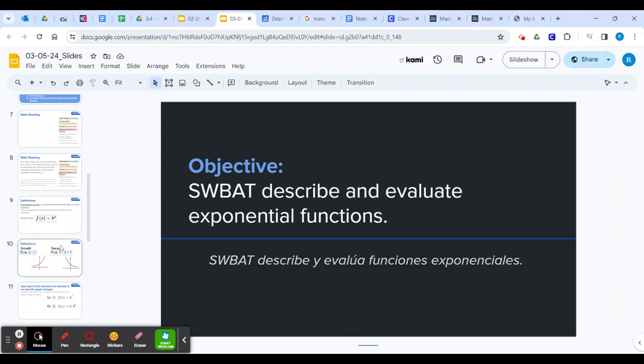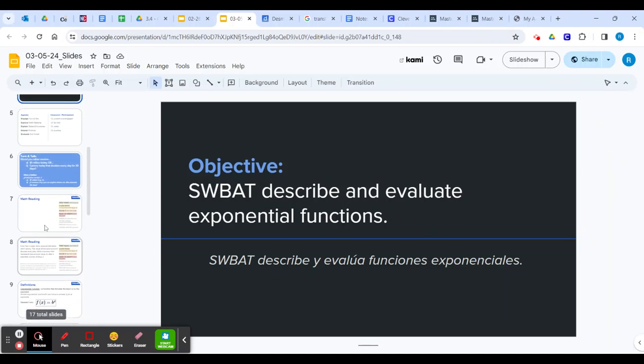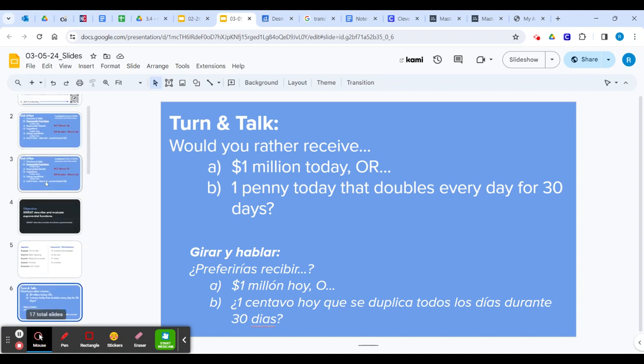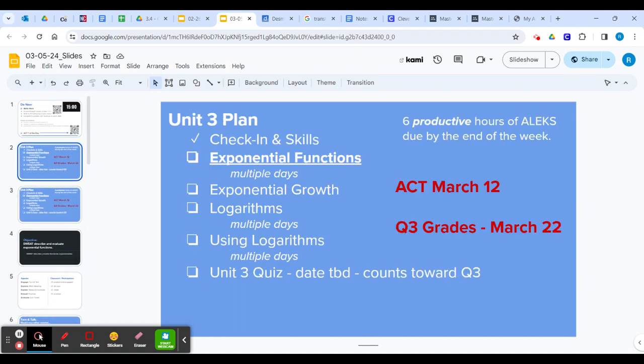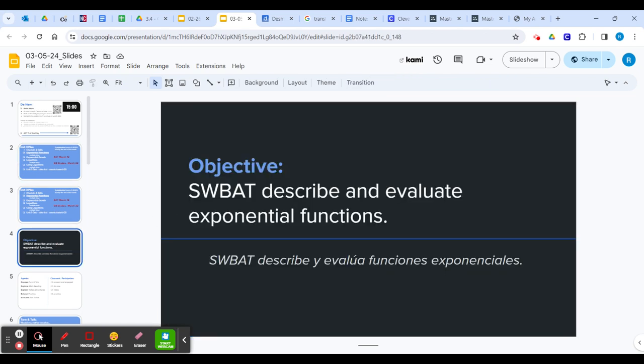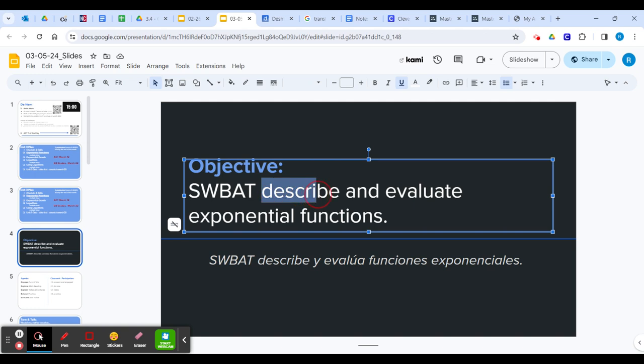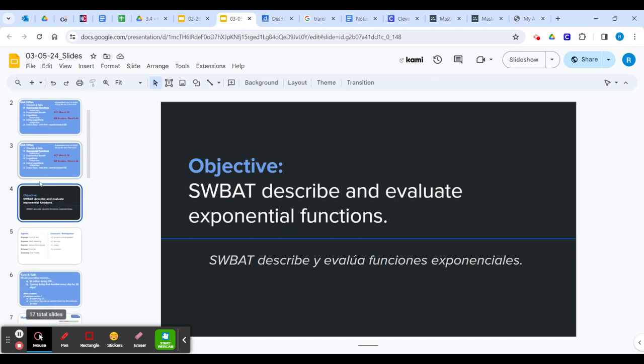All right, today we are doing our first real lesson in Unit 3, working with exponential functions. We're going to do this over the course of a few days. Here's our objective: being able to describe and evaluate exponential functions, keeping our actions very simple and grounding ourselves in what exponential functions are.